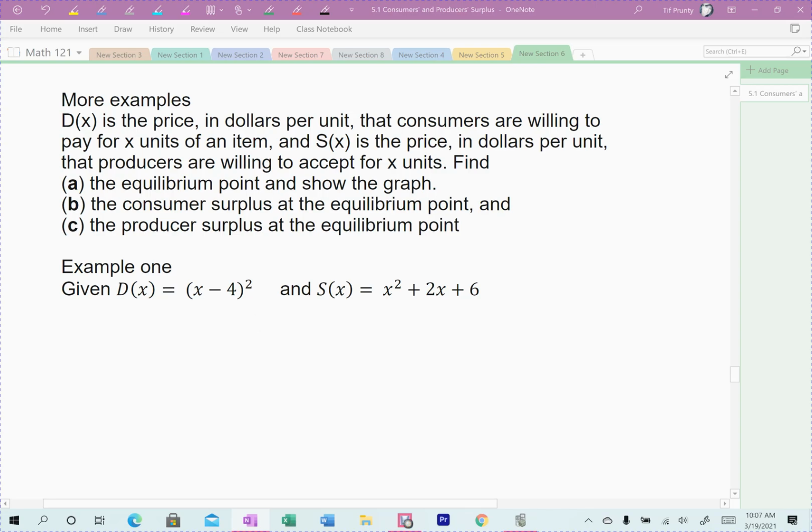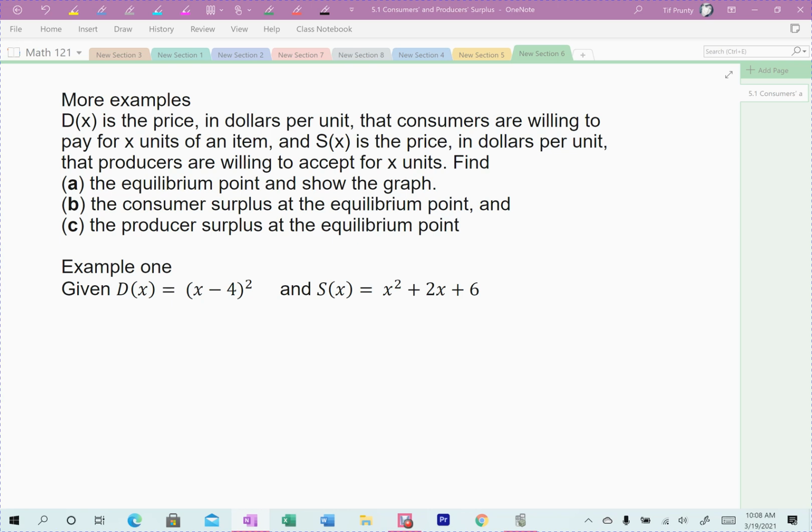Alright, so the next two examples are going to be, again, finding producer surplus and consumer surplus with more complex functions. So this is a lot like how the MyLab asked the questions. Given the demand and the supply, A, find the equilibrium point and show the graph. B, find the consumer surplus at the equilibrium point. C, find the producer surplus at the equilibrium point. And again, on the test and the quiz, I want to see the picture.